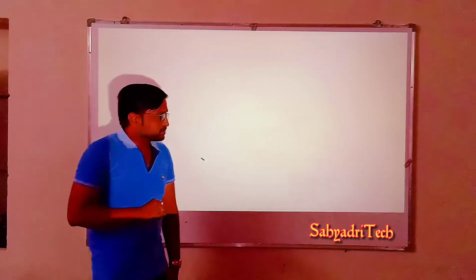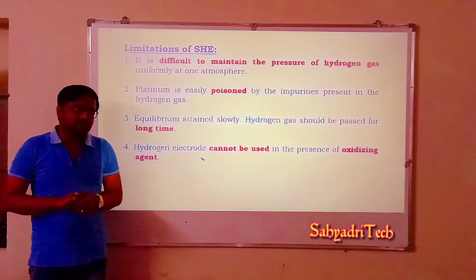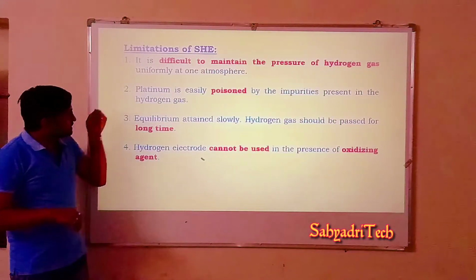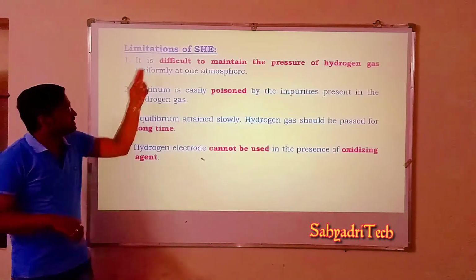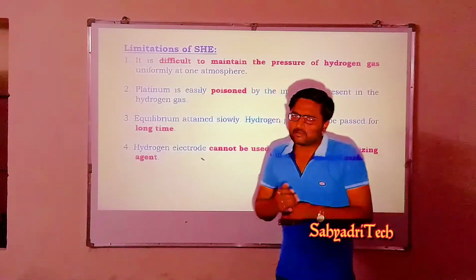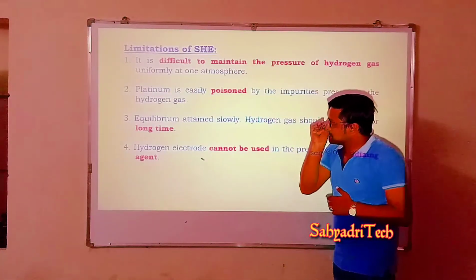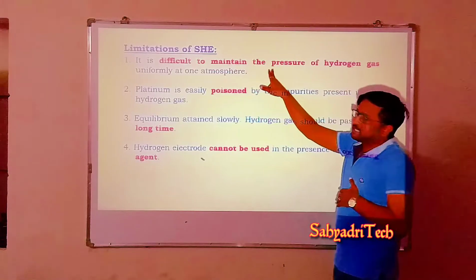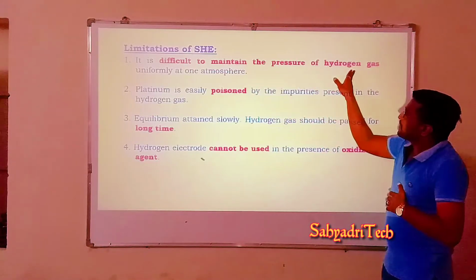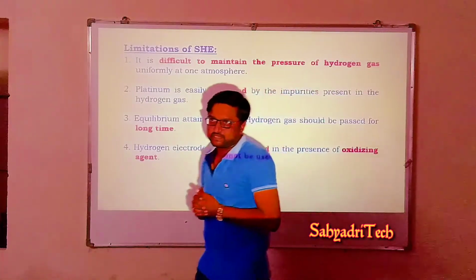Well, now coming to the limitations, whether this electrode has any limitation? Yes. We can list out 4 limitations of the standard hydrogen electrode, or I can say drawbacks of this SHE. Well, what is the first limitation? It is difficult to maintain the pressure of hydrogen gas uniformly at 1 atmosphere.